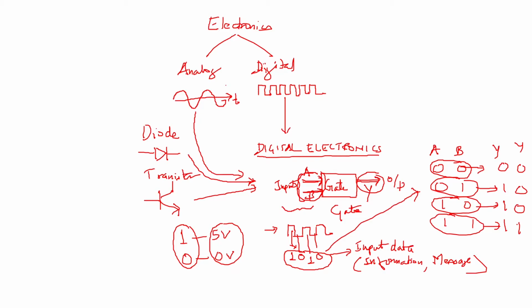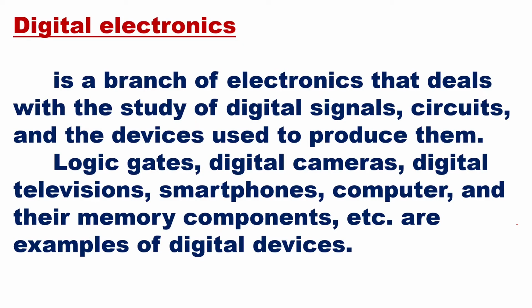And once we use these circuits, these gates, these systems, and everything is digital, that is the study of digital electronics. So our base of electronics will be analog, but from analog, we are going to transform to digital. So here we'll see the definition of digital electronics. It is a branch of electronics that deals with the study of digital signals, circuits, and the devices used to produce them. Logic gates, digital cameras, digital televisions, smartphones, computers, their memory components, all this, whatever we see in today's life, are all examples of digital devices.